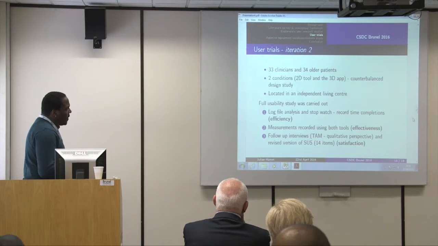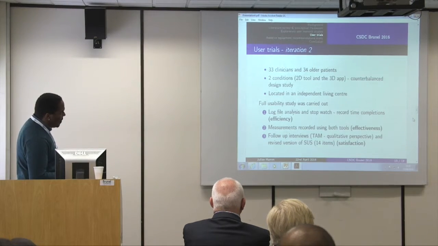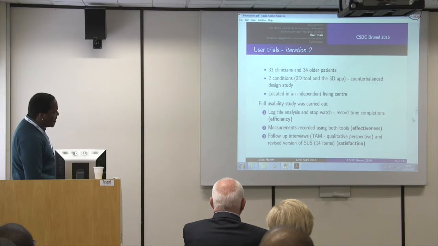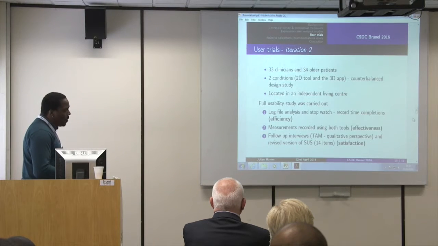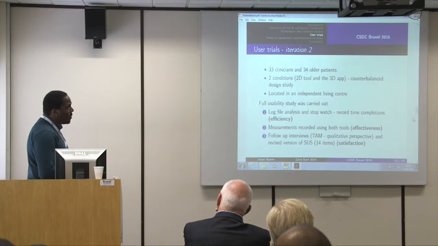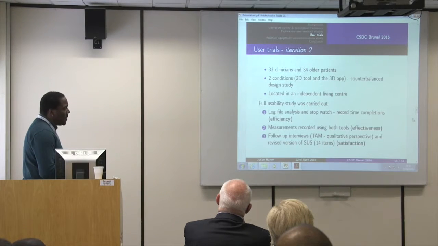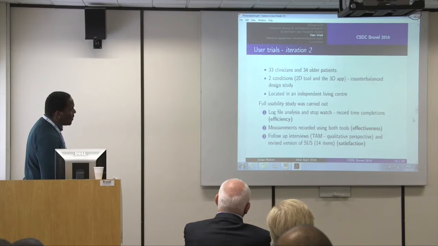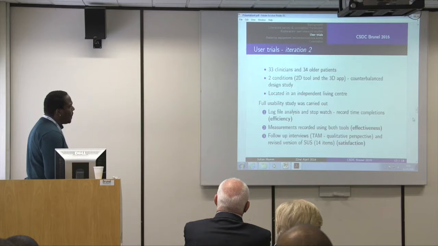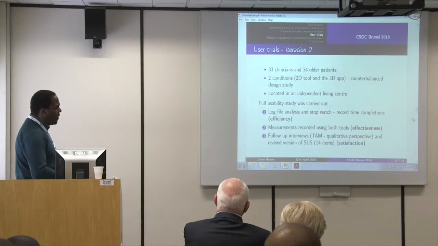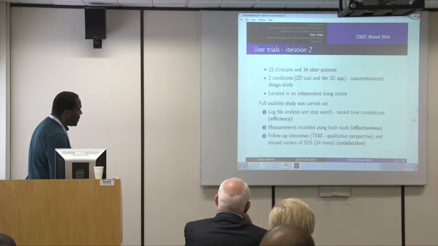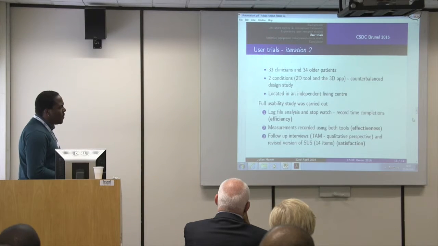And we involved 33 clinicians and 34 older adults, and we carried out a full usability study. So to measure efficiency, we did a log file analysis. We recorded the time completions, how long it took them to complete their assessments using the app, and how long it took them to complete the assessments using the 2D form. Then we collected the measurements and the other various assessment data to see how accurate the data was that we got back. And then we did some follow-up interviews.